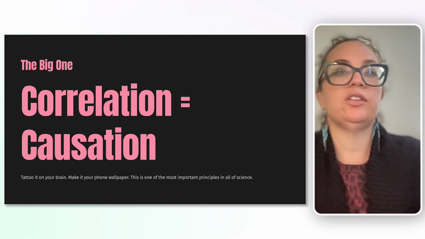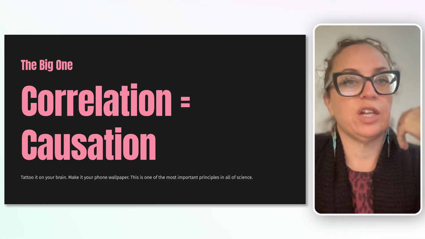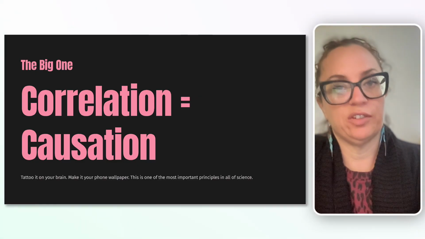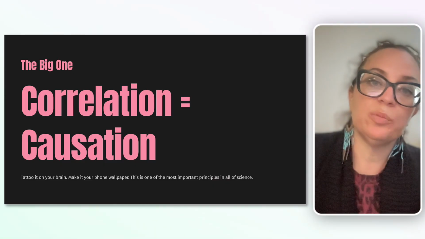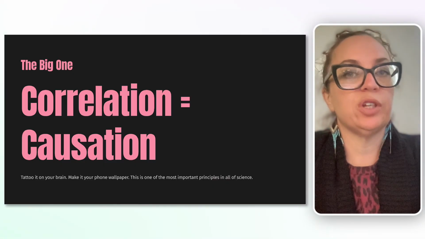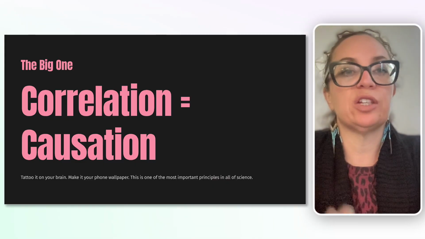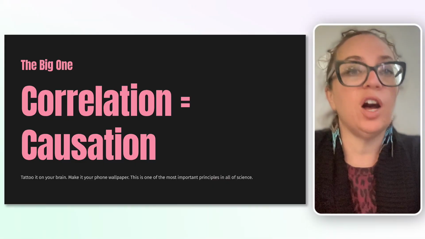Okay, now let's get to the big one, the phrase you've probably heard before, maybe even hopefully in other classes. Correlation does not imply causation. Okay, tattoo it on your brain, make it your phone wallpaper. This is one of the most important principles in all of science. So far, we've been talking about association or correlation, just establishing that 2 things are related, but what we really want to know in psychology and in life is what causes what.